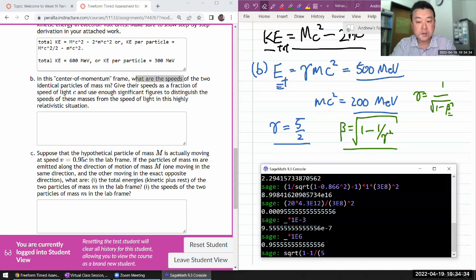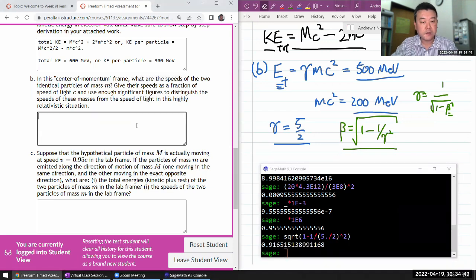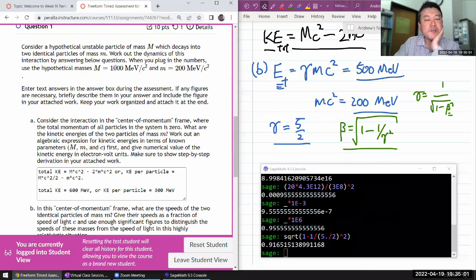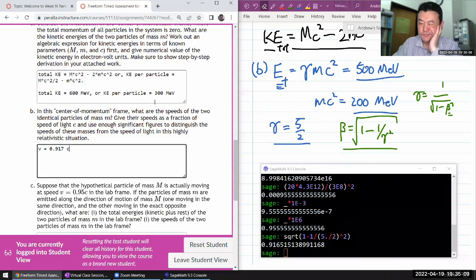So that would be 5 divided by 2. I'm putting that dot there to force a decimal approximation. Squared. So 0. Oh, I guess I'll just use three significant figures. v is equal to 0.917c. In this highly relativistic situation, there might be some other set of numbers generated where it might be more relativistic. Here, a little bit, not that much.